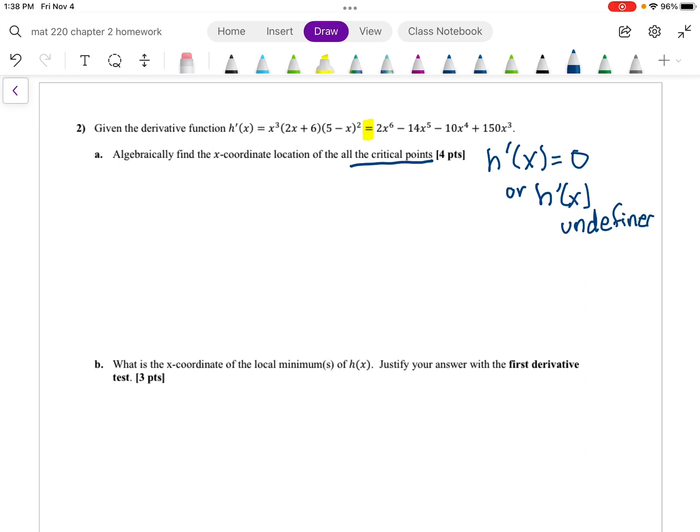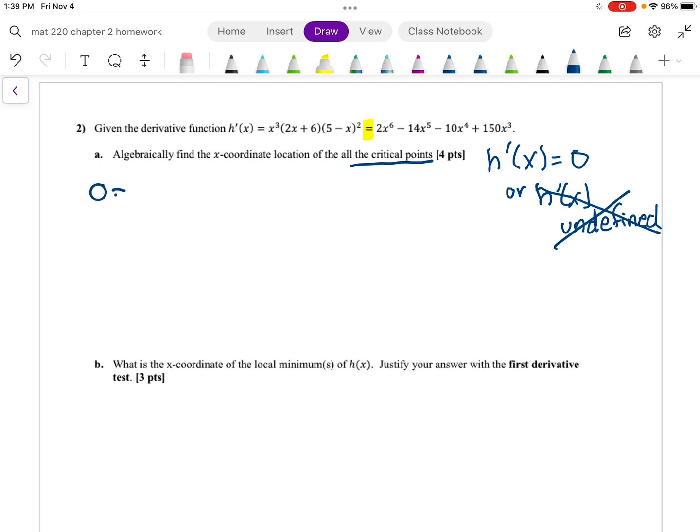Now, this is a polynomial function. It's never undefined. Its domain goes from negative infinity to positive infinity. So that means that this second piece, we're not going to need to worry about today. So we're only looking where our derivative is equal to 0. So I'm going to set up that equation.